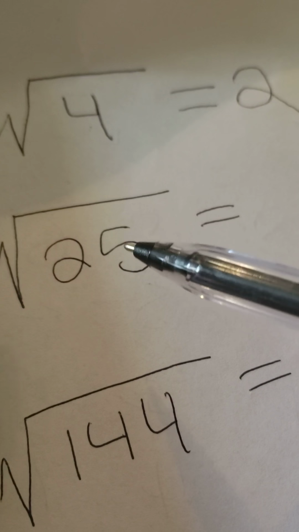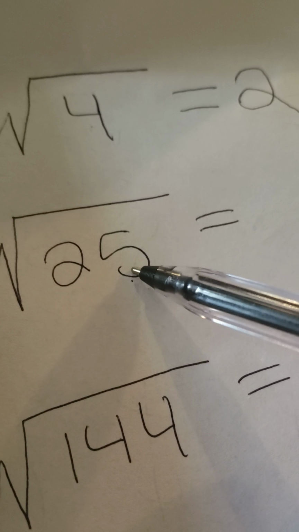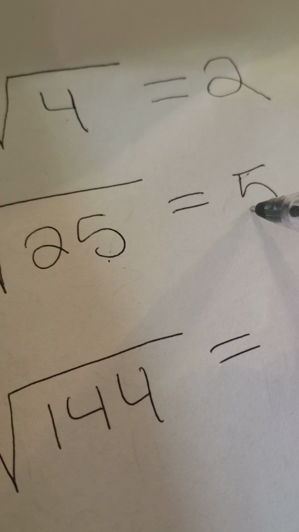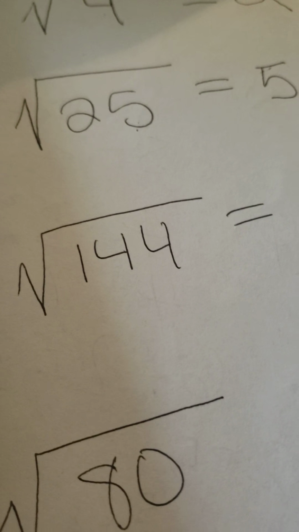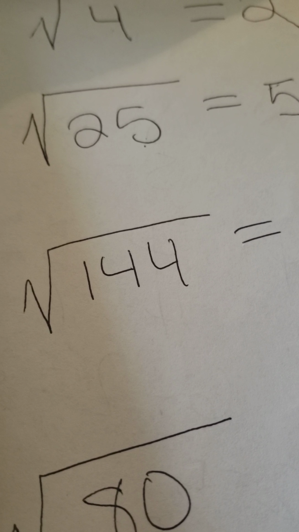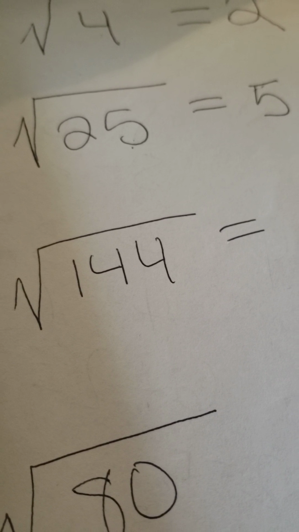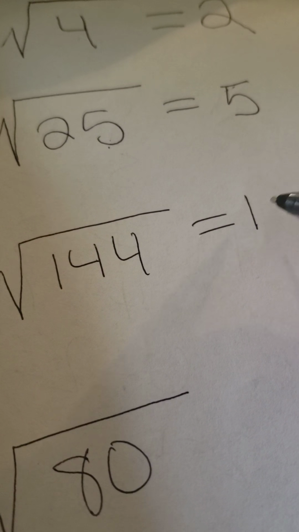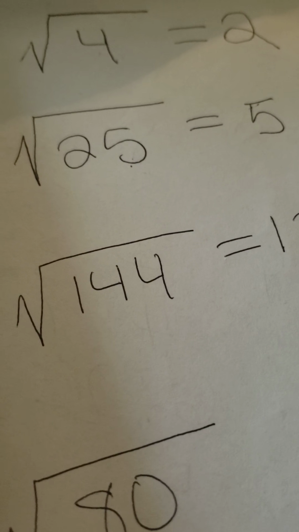Square root of 25. We know that 5 times 5 is 25. So we're going to put in 5. Square root of 144, this one's a little bit bigger one. If you don't have that list, that's fine. But I know offhand that 12 times 12 equals 144. So I would say that's 12.